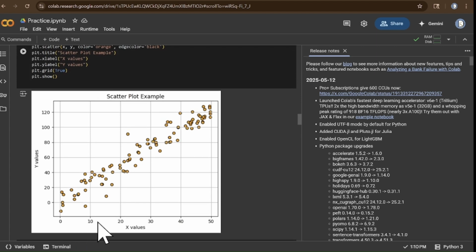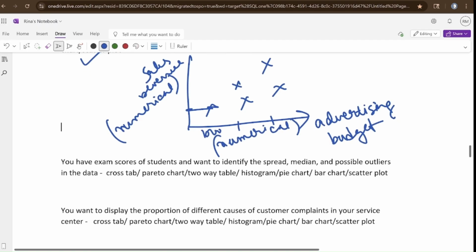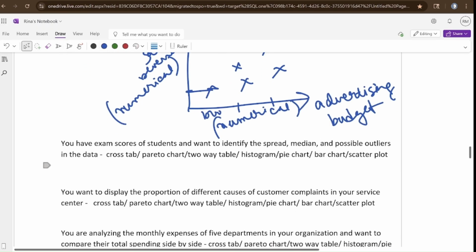See this one. Here also you can see this is a numerical number. This is also a numerical number. This is advertising budget. This is sales revenue. So you can find their relationship, right? Like it is positively correlated. So scatter plot is best. Now let's do the next one.